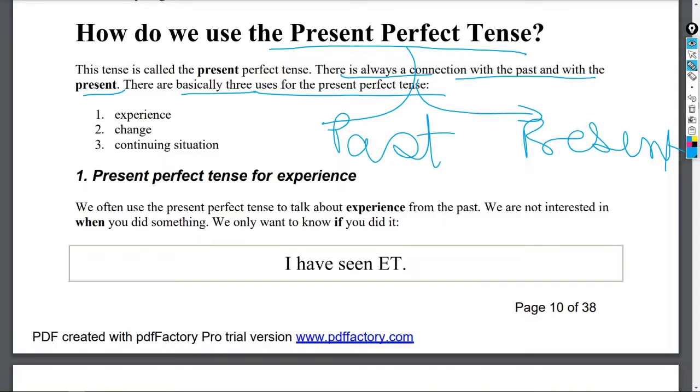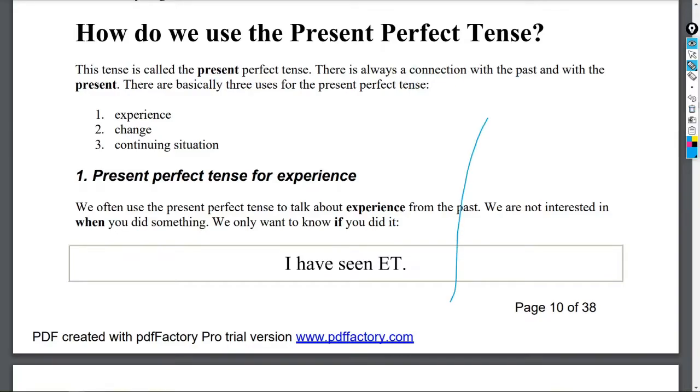Present perfect tense for experience. We often use the present perfect tense to talk about experience from the past. We are not interested in when you did something. We only want to know if you did it. Okay, so the example is, I have seen the planetarium. Say for example, I'm telling, I've seen the planetarium. It means my experience of seeing the planetarium is over. Therefore, in that sense, the sense of experience, the tense is used.